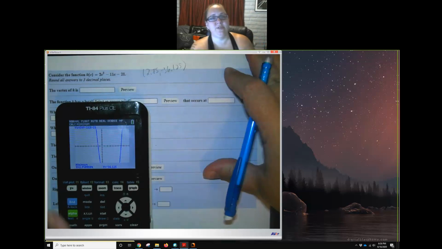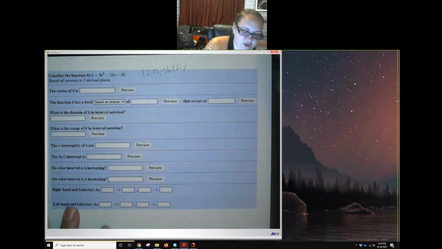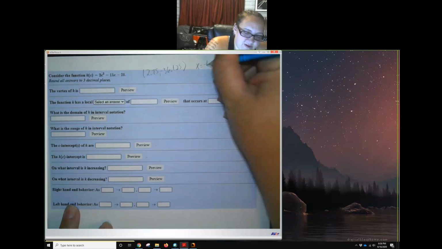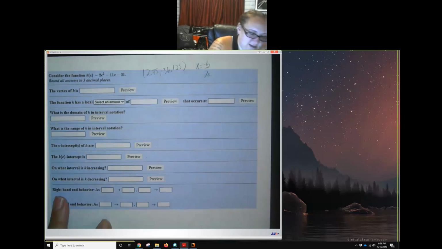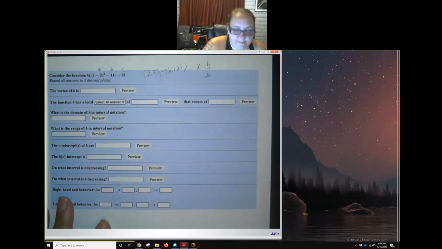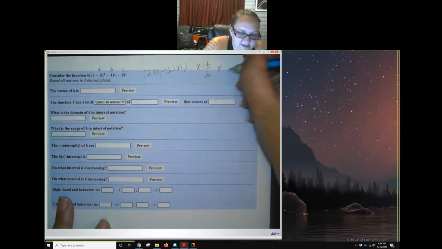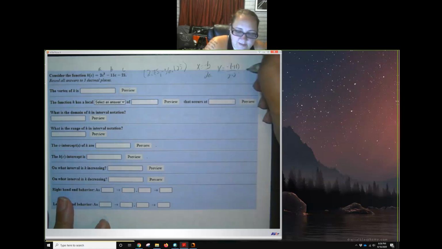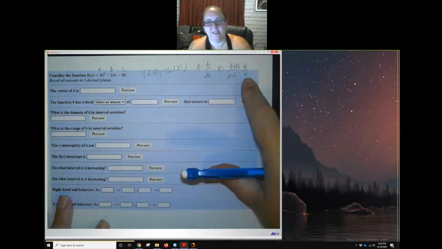Now you can also do this by hand. First you would find the axis of symmetry, which is negative b over 2a. A, B, C. So that would be a negative 11 over 2 times 2. So that's going to be positive 11 over 4. 11 over 4 is 2.75.